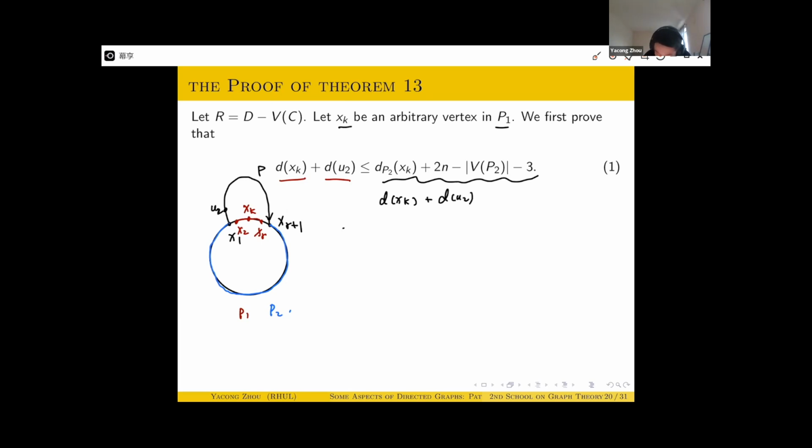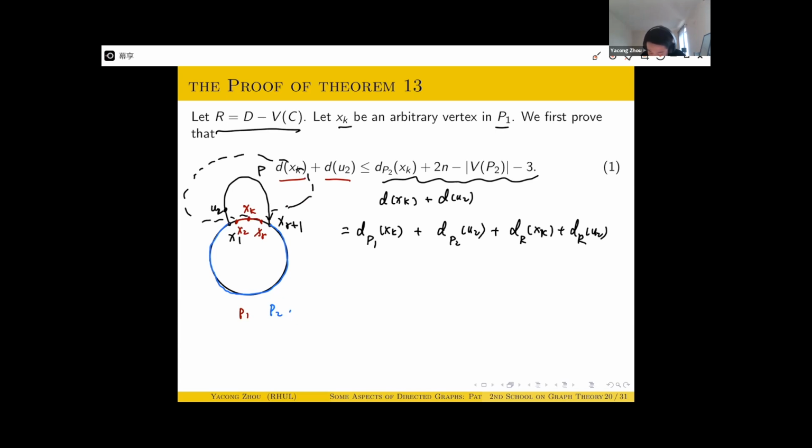So we separate this summation into six terms. The sum of the degrees of xk and u2 in P1, and the sum of xk and u2 in R, which is defined here as the rest of the graph. And the sum of the degree of xk and the degree of u2 in, oh sorry, I made a typo here, P2.